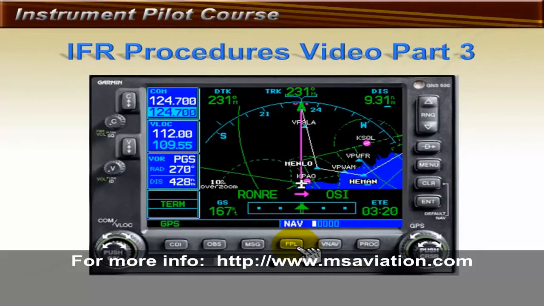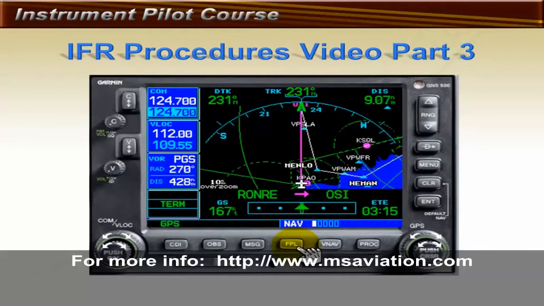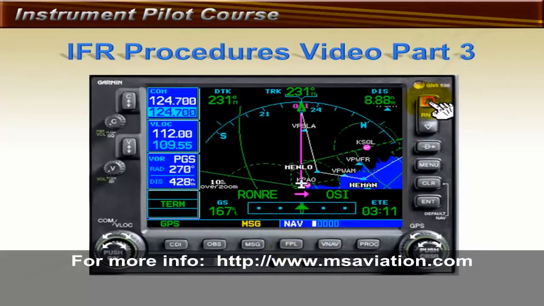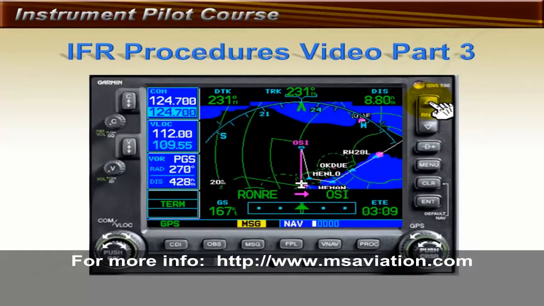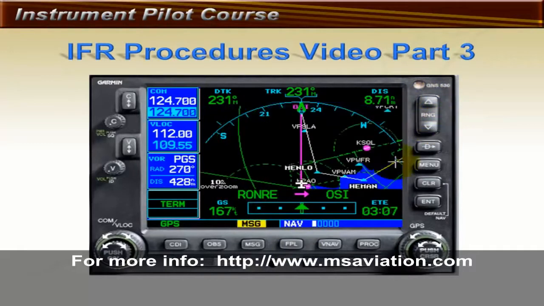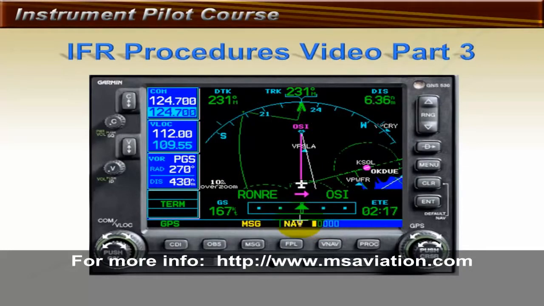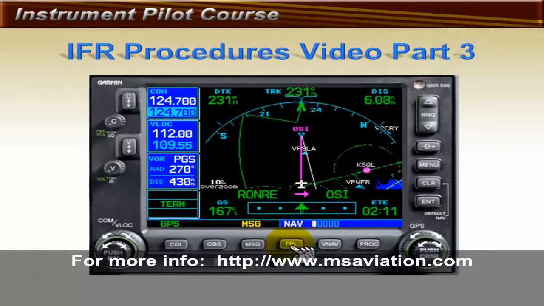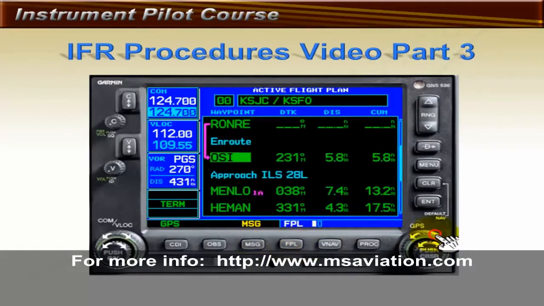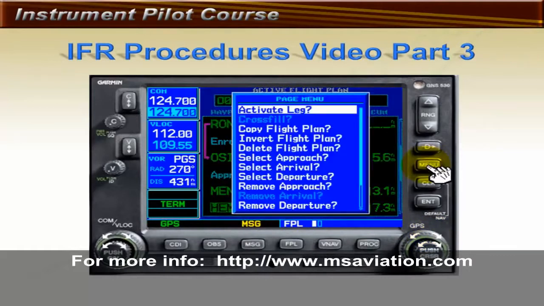So now we're flying from Ronry to Woodside. 3 minutes to run. We have the approach loaded. And we can see all the approach here. And now we're going to assume the controller gives us a vector. What we can do is we can click Flight Plan, and we can scroll down to where the vector was to, and we can choose Menu, and then Activate Leg.